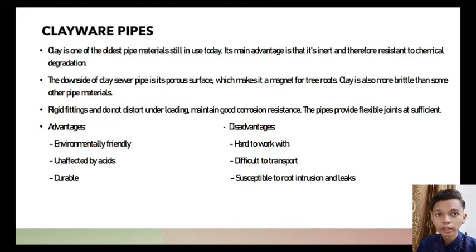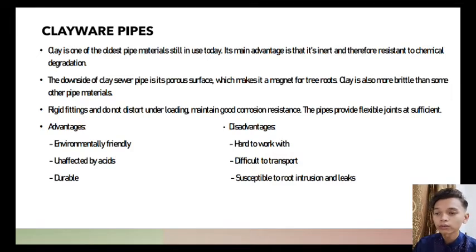And now I will talk about the type of pipe used at Taman Pesona. The type used is clay pipe. Clay is one of the oldest pipes still in use today. Its main advantage is that it is inert and therefore resistant to chemical degradation.